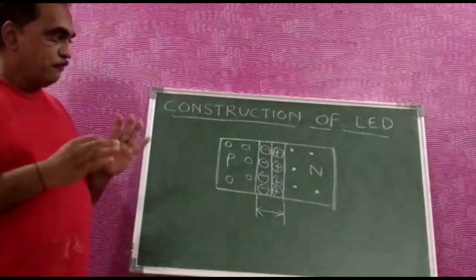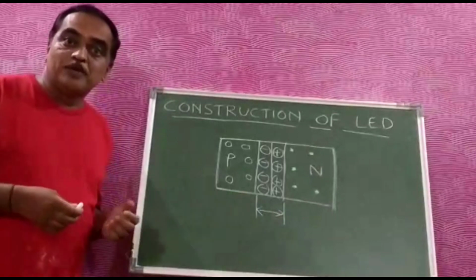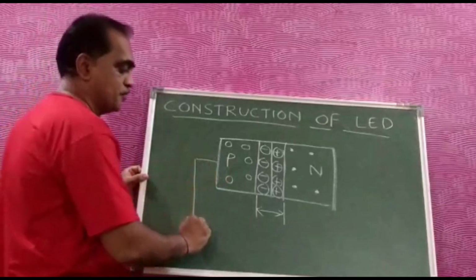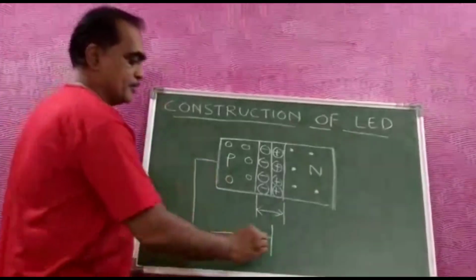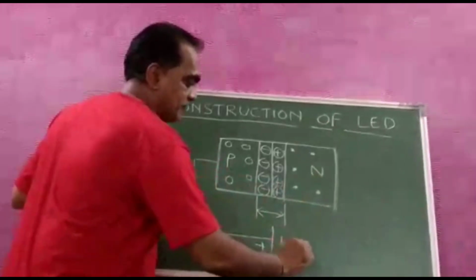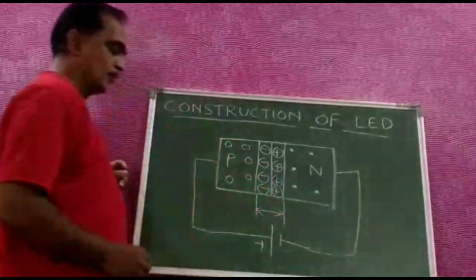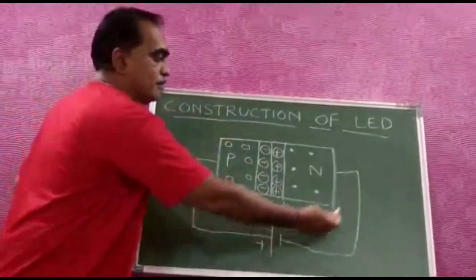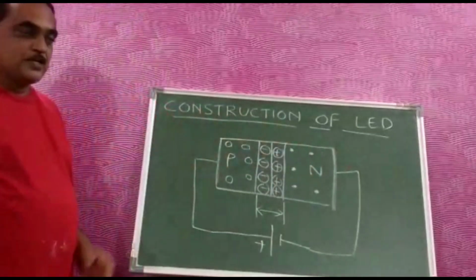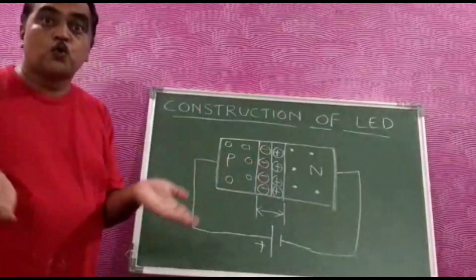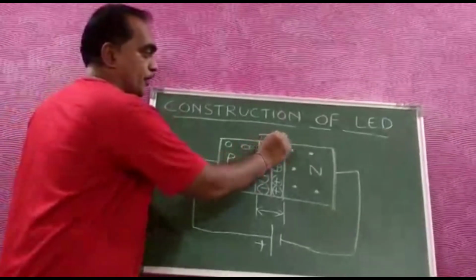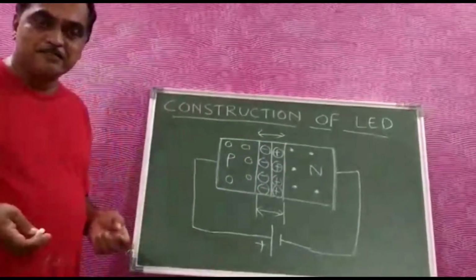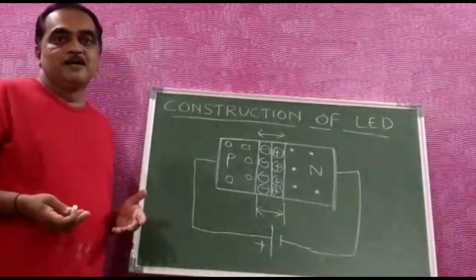Okay. Now if you want to forward bias this diode, if you want to make this diode conduct, what we have to do is connect the positive terminal of the battery to the P side, and the negative terminal of the battery to the N side, so that this positive will make the holes move ahead, and this negative will make the electrons move ahead. Now if the holes and electrons want to cross over, they have to overcome the potential barrier. It is 0.3 volt for germanium and 0.7 volt for silicon.